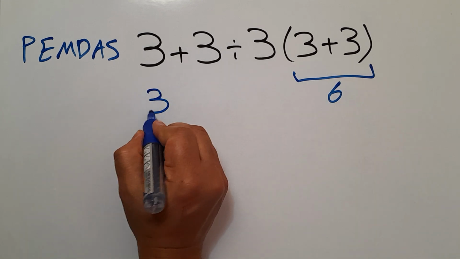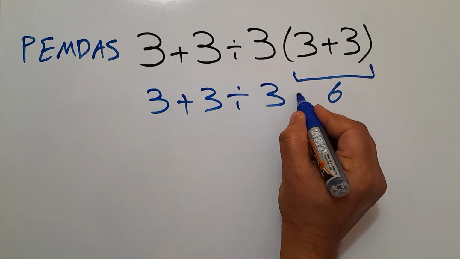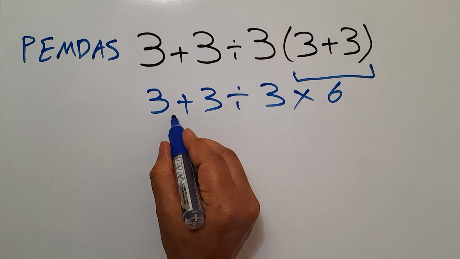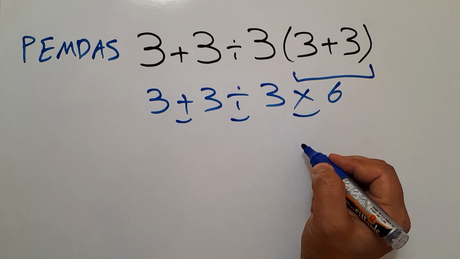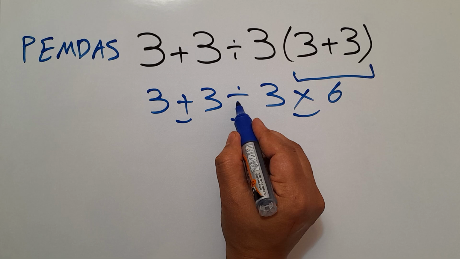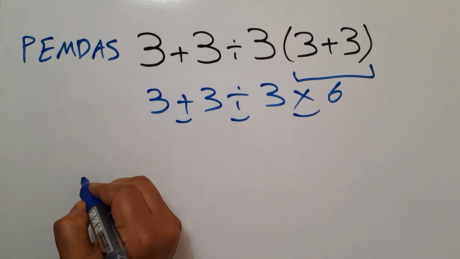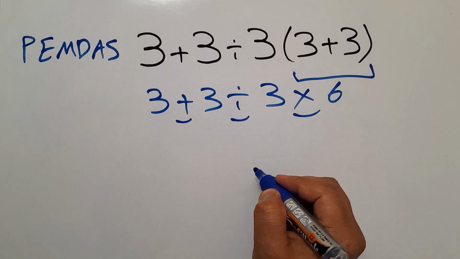So we have 3 + 3 ÷ 3 and then times 6. Here we have this addition, this division, and this multiplication. Remember that multiplication and division come before addition and subtraction according to PEMDAS. And here we work from left to right.